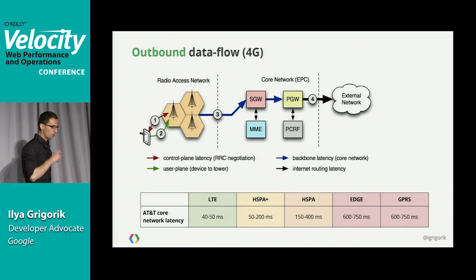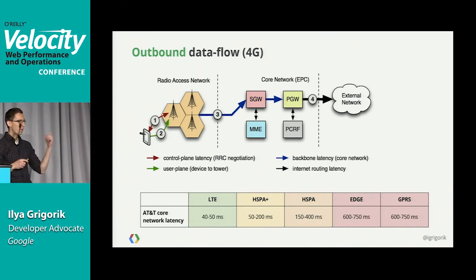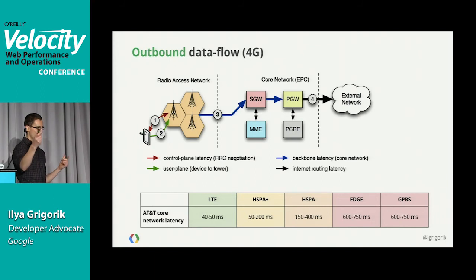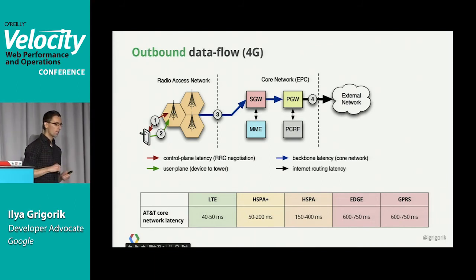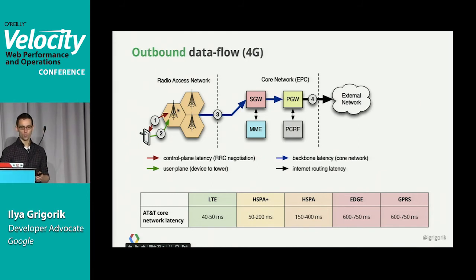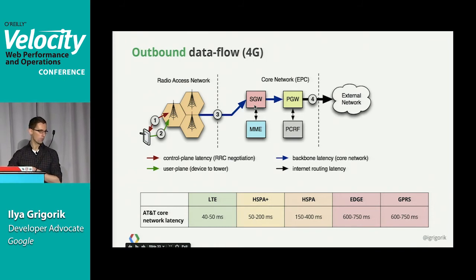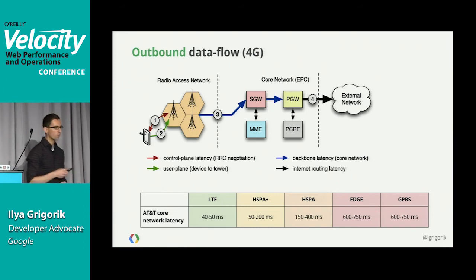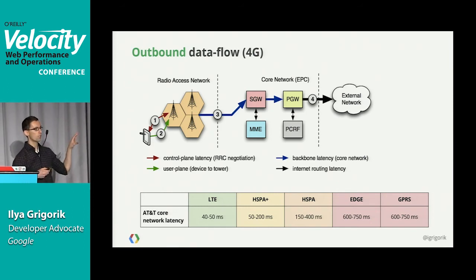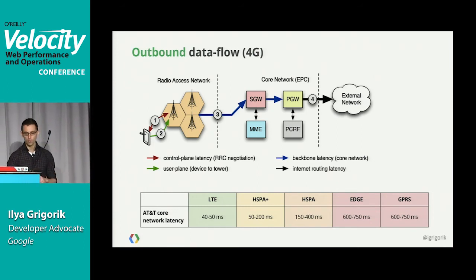Outbound data flow. So stay with me here. We wake up the device, we talk to the tower. This is the control plane latency, right? This is the first hop right here. We get our assignment from the radio tower. We send the packets to the tower. The tower sends it to the serving gateway, which routes it to the packet gateway, and then it goes out to the external network. This entire flow right here, you can see some of the numbers from the AT&T network. These are numbers they advertise in their FAQs.